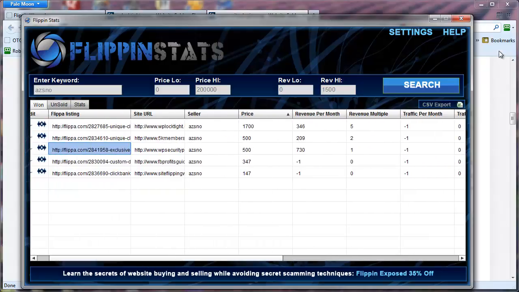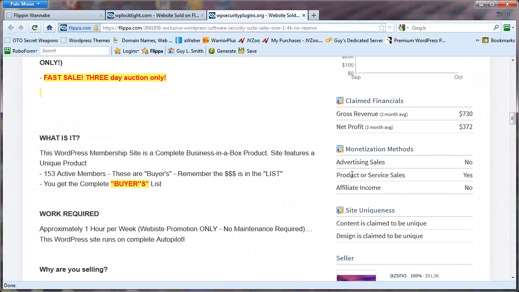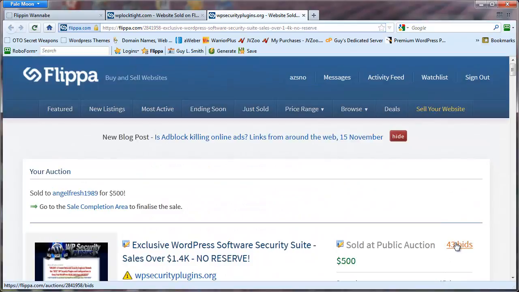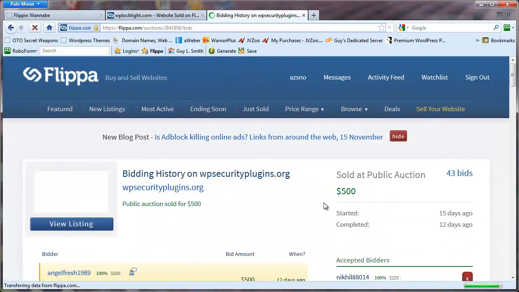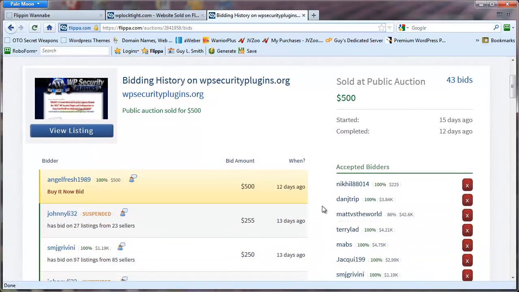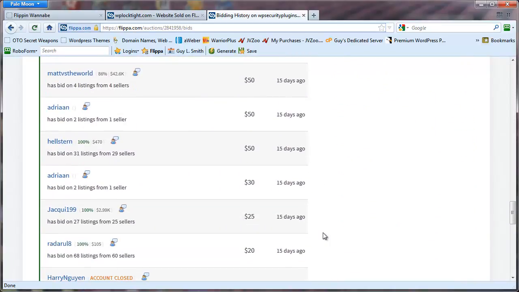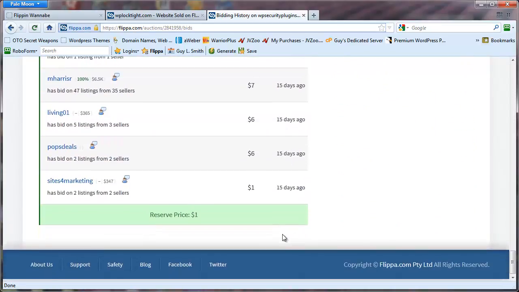And let me go over that model a little bit more in depth. Now, how this site got tons and tons of bids is I use a technique that I talked about in one of my other courses, my site flipping courses, where I start at a $1 bid with no reserve. Well, actually the reserve is $1. You can't set a no reserve on Flippa. So $1 reserve, $1 starting bid.